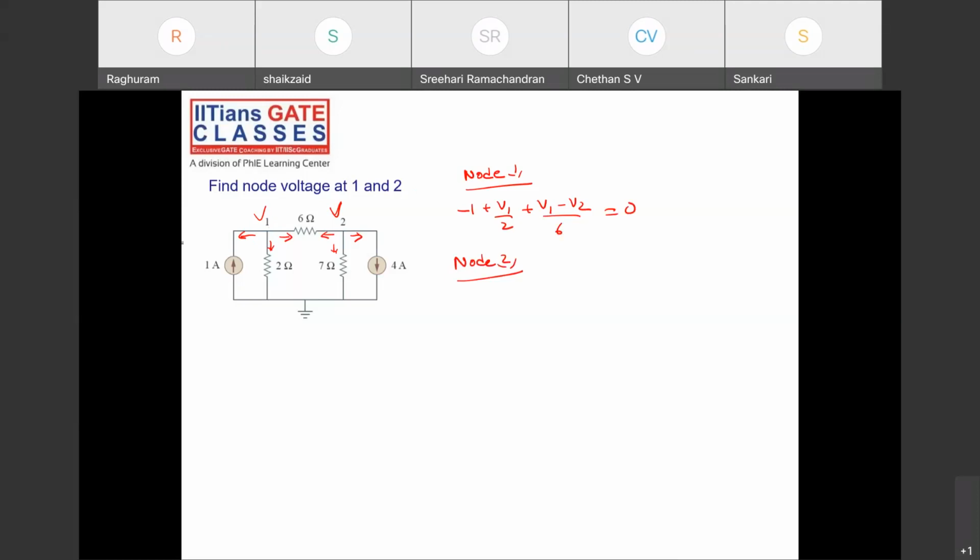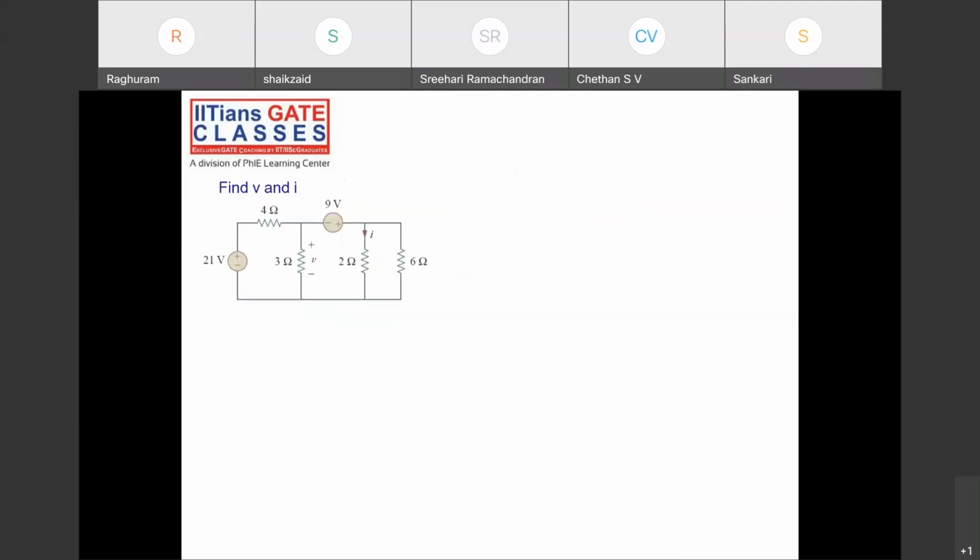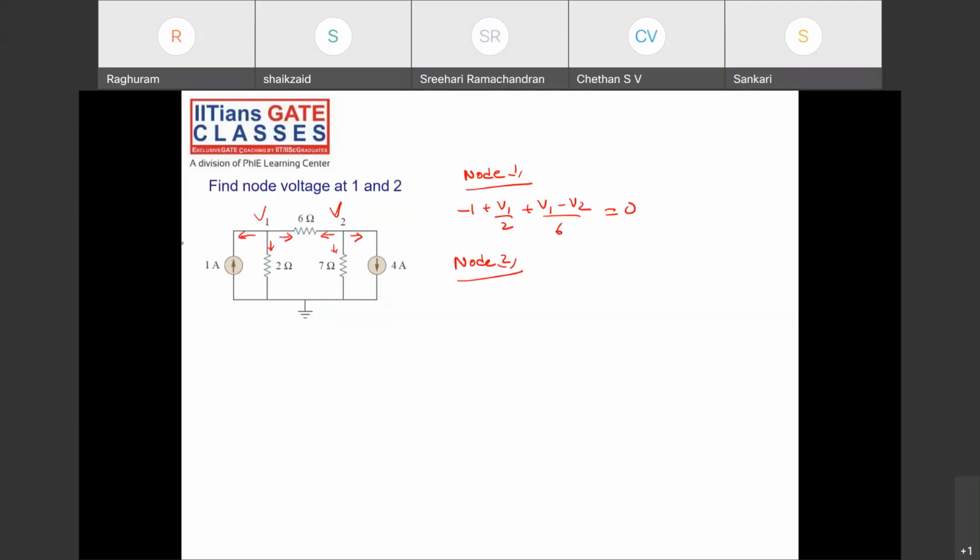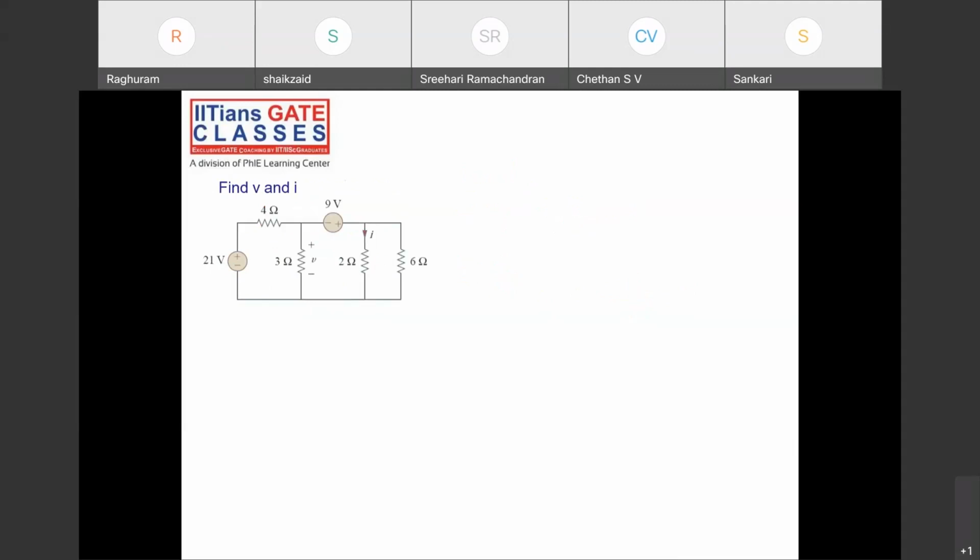Node 2. Everyone, tell me the equation at node 2. Leaving currents: 4 plus V2 by 7 plus (V2 minus V1) by 6 is equal to 0. Okay, solve for V1 and V2. I'm just giving you how to write down the nodal equations. Is it clear? Nodal equation? Clear. Yeah. Next one.